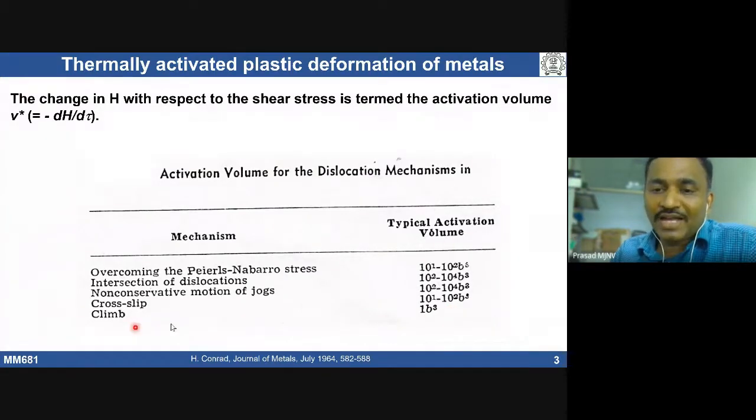If you talk about climb, the total dislocation activity you see is very small, about 1 b cubed. In case of cross slip, typically we see 10 to 100 b cubed. For other mechanisms, higher volumes are involved and the total dislocation activity will be more. In case of non-conserved motion, jogs, and intersecting dislocations, the total dislocation volume will be more.